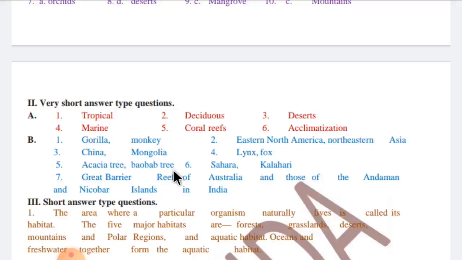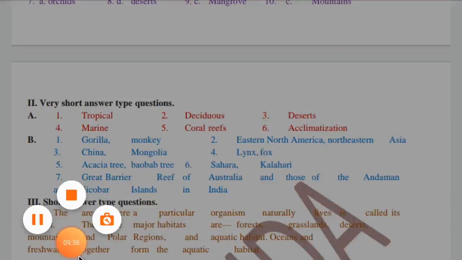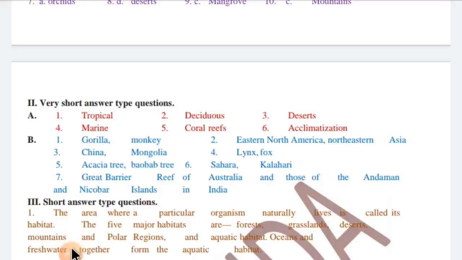Let's see the next one. Deserts. In that, Sahara and Kalahari. Places with coral reefs, so Great Barrier Reef of Australia and those of the Andaman and Nicobar Island in India. So these are the objective parts that you have to finish in your textbook only.